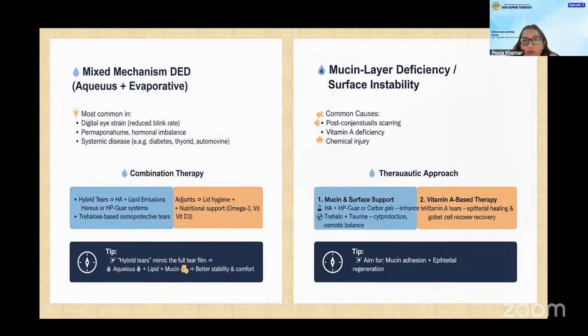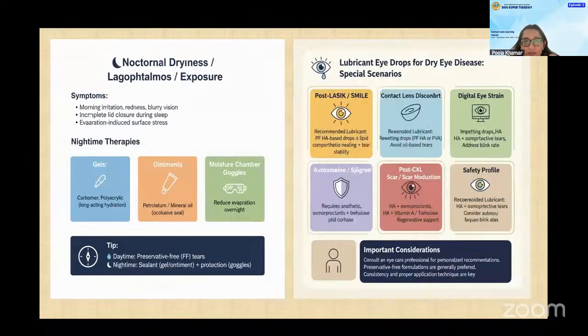If you're looking at mucin layer instability, then here you have to think of a vitamin A based therapy, because here you have to aim for mucin addition plus epithelial regeneration. And if it's nocturnal dryness or lagophthalmos, then you have to use an ointment at night, and tell the patient to tape their eyelids while sleeping, so that there is no evaporation or corneal condition.